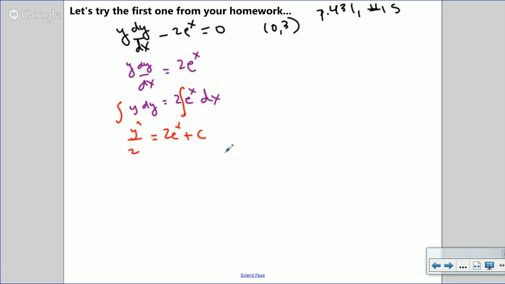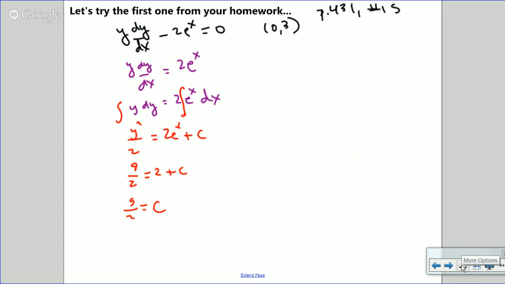Okay, now what? Now we plug in our initial condition of 0, 3, right? So 3 squared is 9. So I have 9 divided by 2 is equal to 2 times e to the 0, which is 1, right? So 2 times 1 is 2, plus c. Okay, now I want to subtract 2 from both sides. 2, we need to write that with the denominator of 2, so that'd be 4 over 2, right? So 9 halves minus 4 halves is going to be 5 halves. All right, so c is 5 halves.